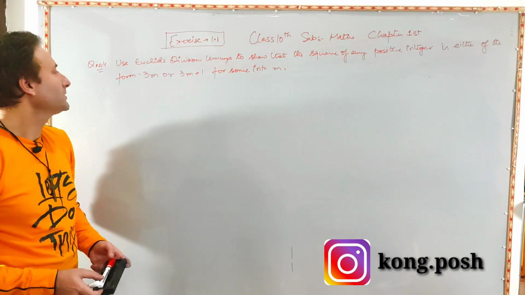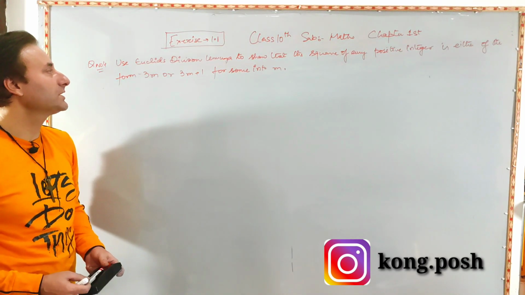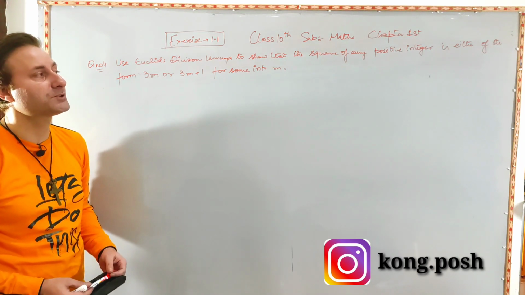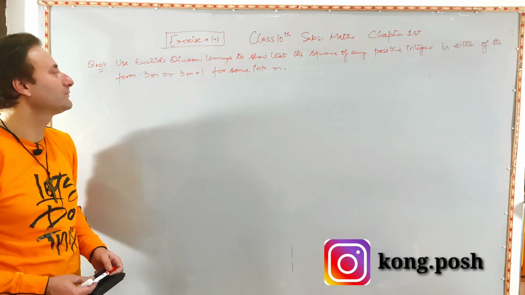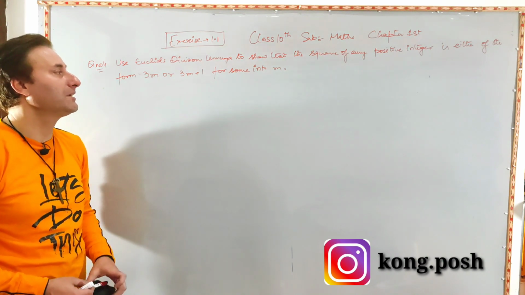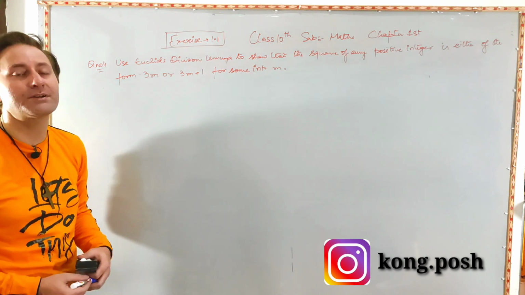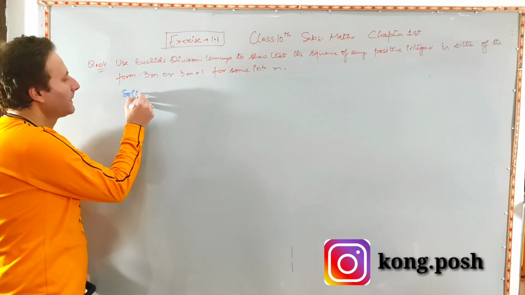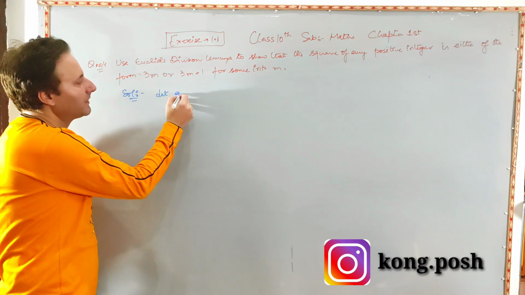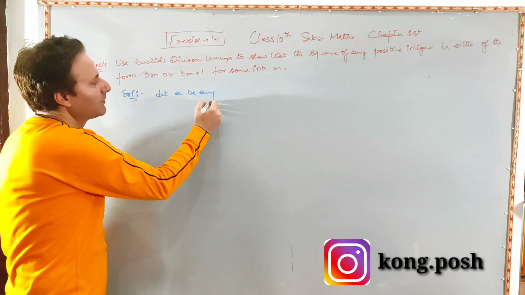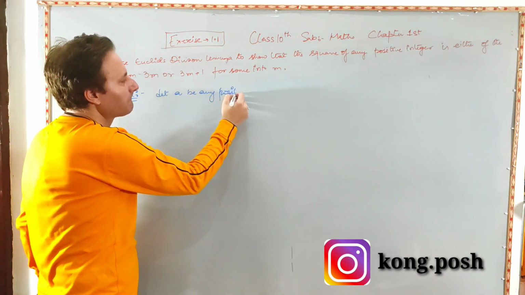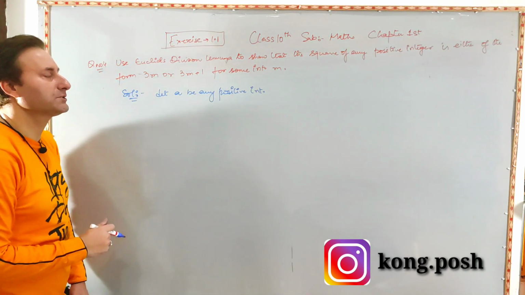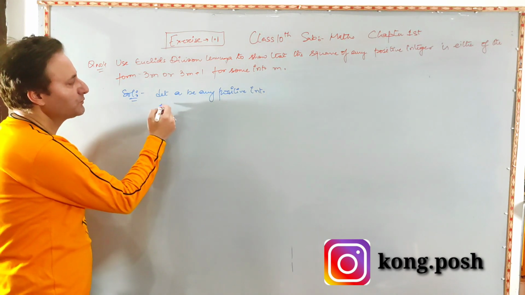Alright guys, so here comes our question number 4, and question number 4 says: use Euclid's division lemma to show that the square of any positive integer is either of the form 3m or 3m plus 1 for some integer m. Quite a simple question. I'll just start it. I'll say let a be any positive integer. Okay, remember what I did in question number 2? I think that was question number 2.